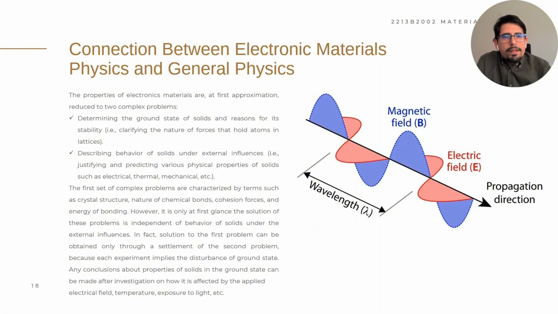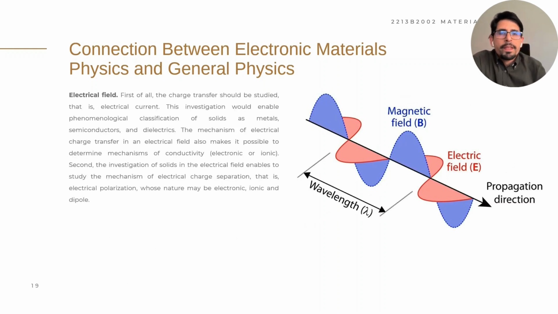For instance, an applied electrical field can modify electron distributions, while temperature variations can affect conductivity. Understanding these interactions allows engineers to develop materials with optimized properties for electronic applications. The study of electric fields is essential in understanding charge transfer and electrical conduction in materials.